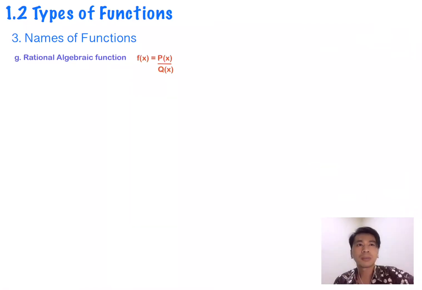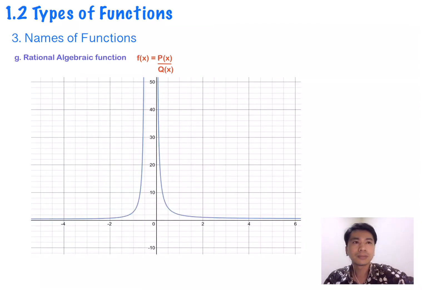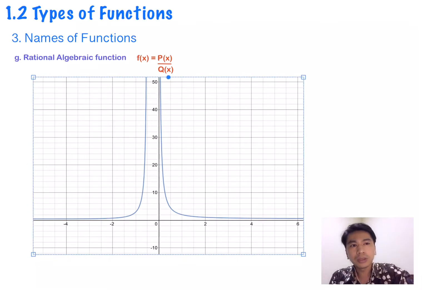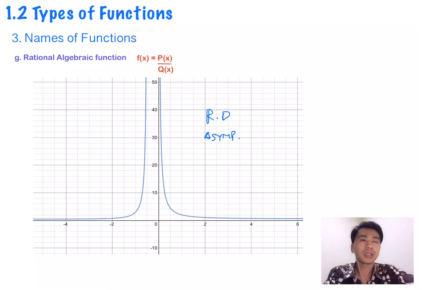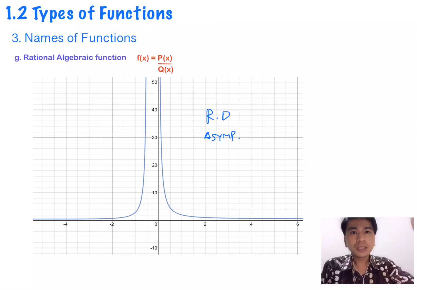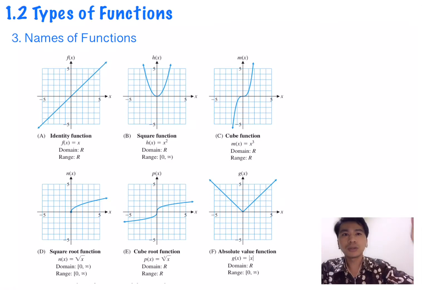Let's continue with the rational algebraic function. Polynomial function. The graph will look like this one. It has also removable discontinuity and also the asymptotes, which I'm not going to put detail on in this section. Besides these names of functions, I require you to understand the other 6 basic elementary functions. So I'll just go through it.